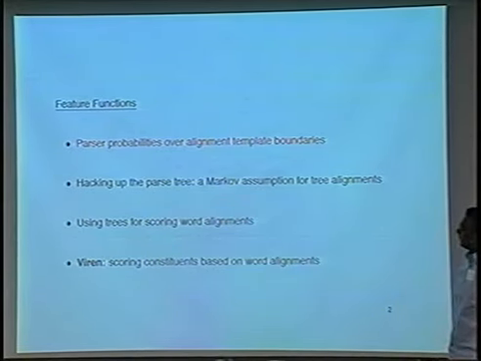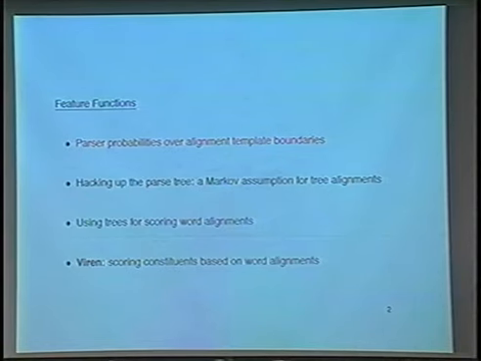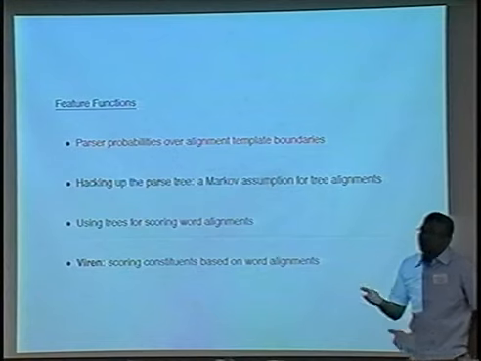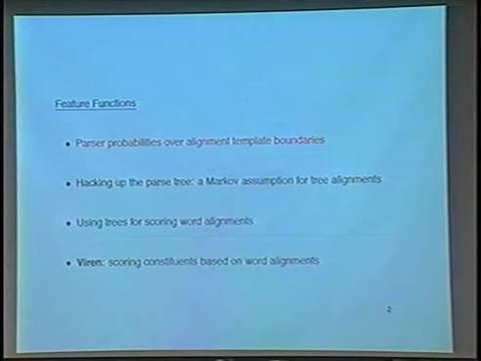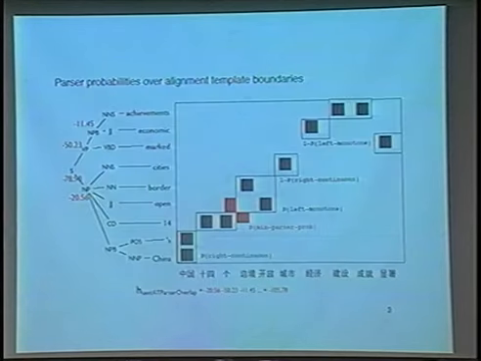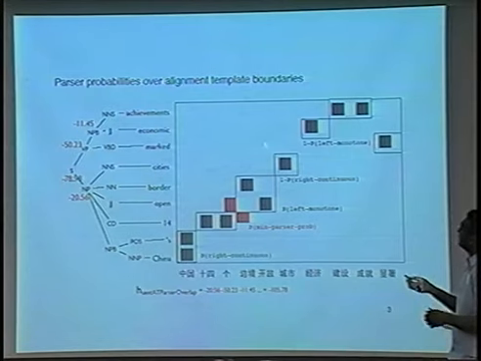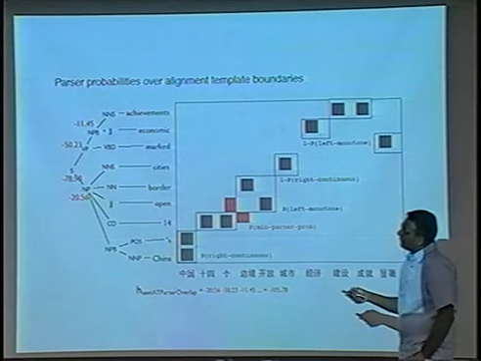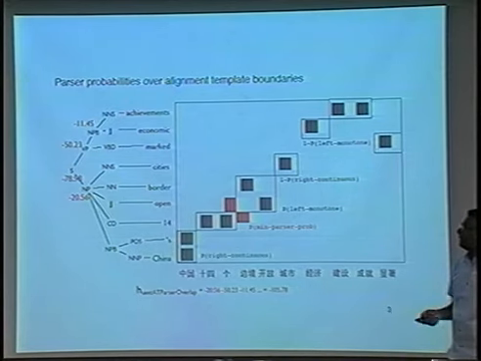So these are the three feature functions I'm going to talk about, and then Brian following me. The first one is about using the evidence from the parser in order to help score the alignment template bound. So let me remind you this slide. So previously we were just checking whether certain alignment templates were right continuous, left monotone, and so on.